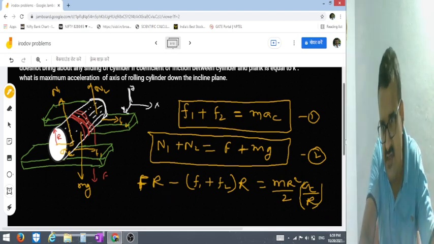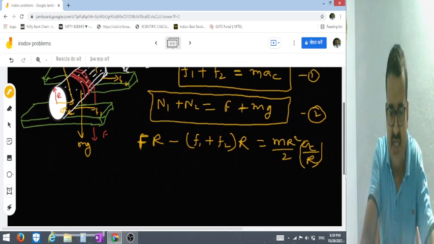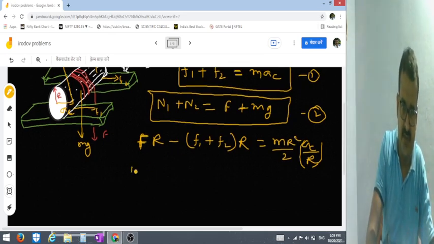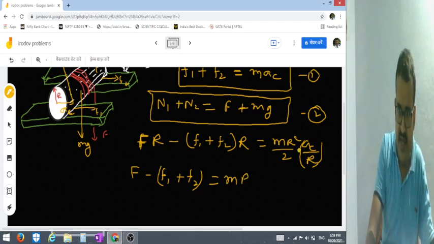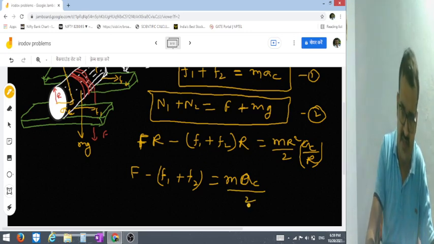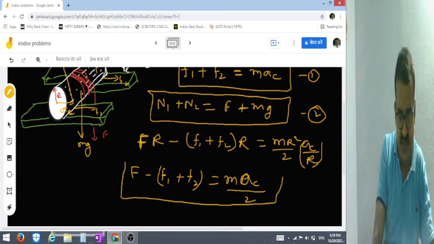Let us simplify that equation for our purpose. You can see here, beta, that F minus (f1 plus f2) will be equal to m times I alpha, so that will be mR. The R has been cancelled, so we simply get the relation m a_c divided by 2, because R has been cancelled here and here also. We are getting equation number 3.